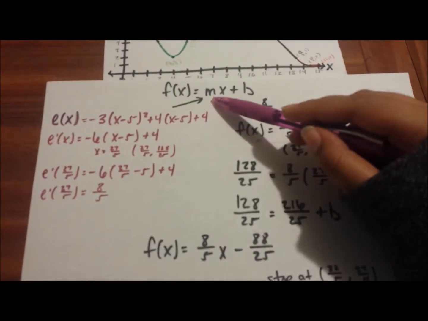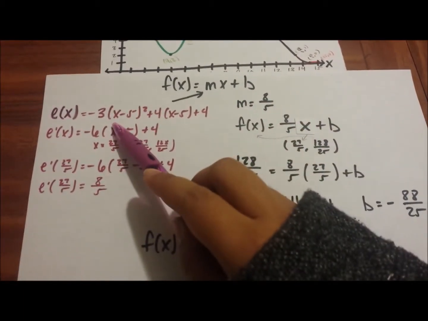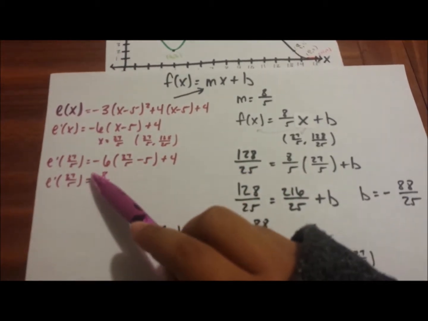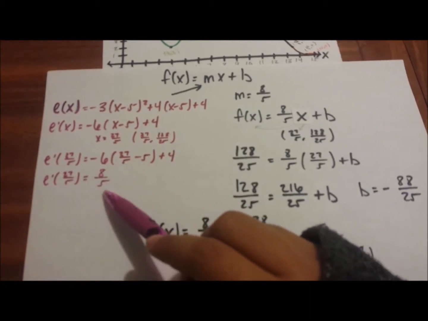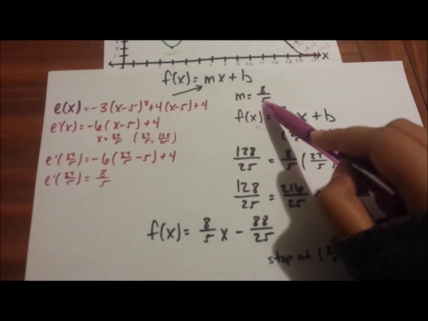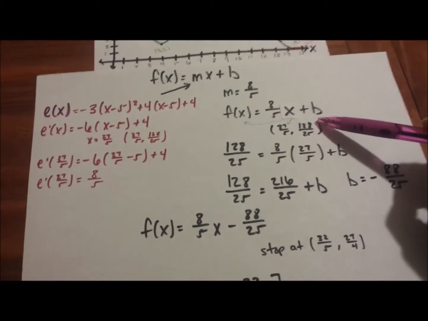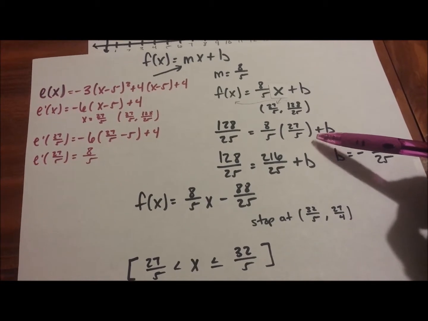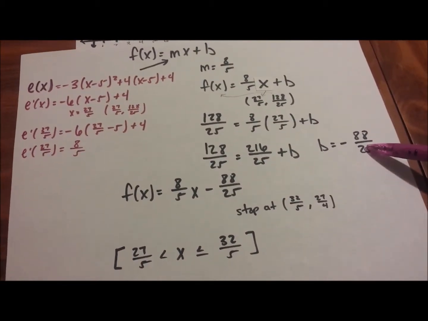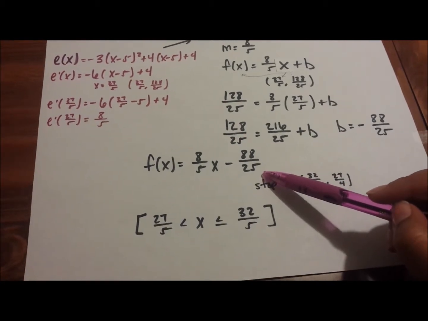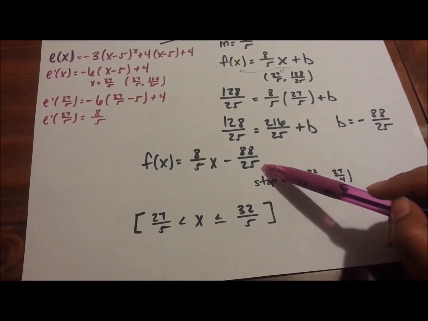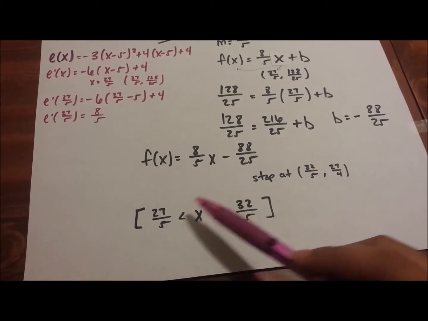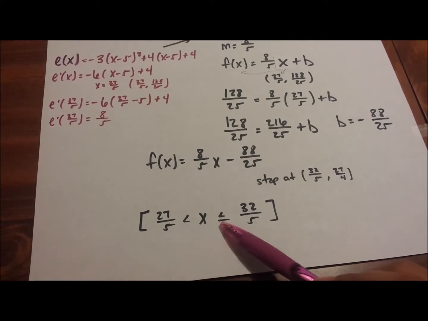In order to find our m, we went back to our e of x function and took the derivative. We substituted our point (27 over 5, 128 over 25) into e prime of x and found the slope to be 8/5. So that is our m value for f of x. To solve for b, we once again used our point (27 over 5, 128 over 25) and substituted it into our equation, solving for b to equal negative 88 over 25. So our next part of our piecewise function is f of x equals 8 over 5 x minus 88 over 25. We solve this equation at the point (32 over 5, 27 over 4). So our interval is 27 over 5 less than x less than or equal to 32 over 5.